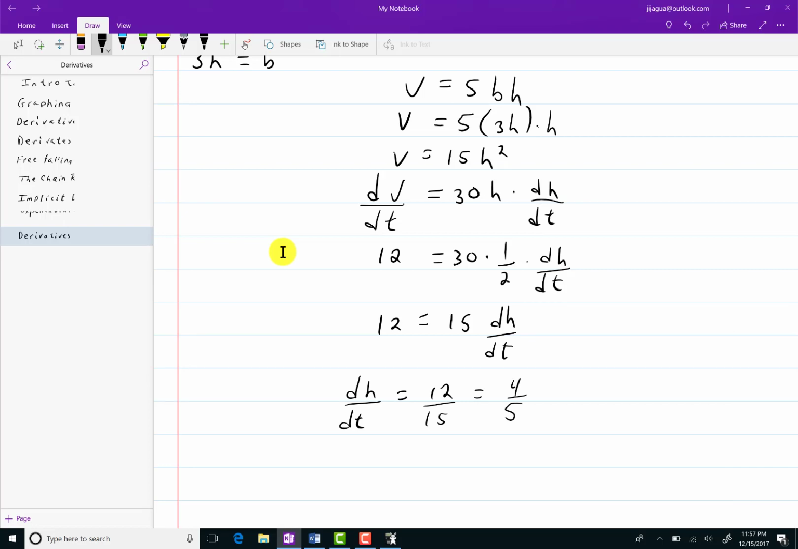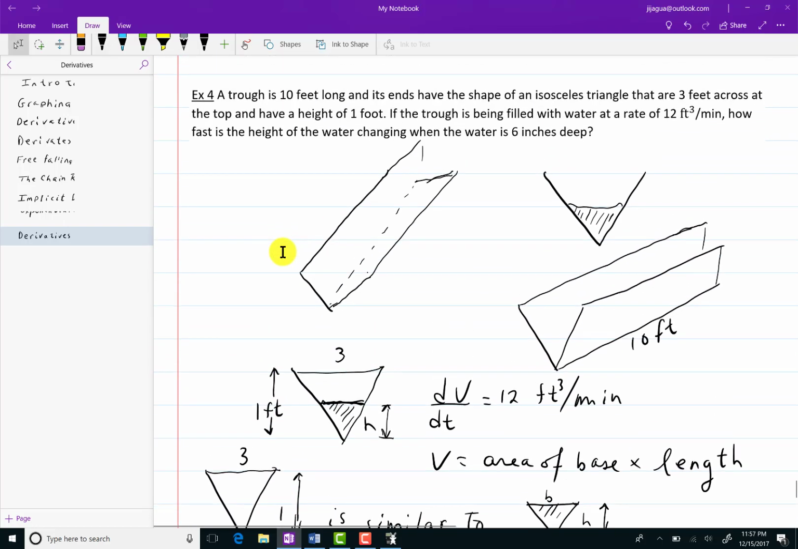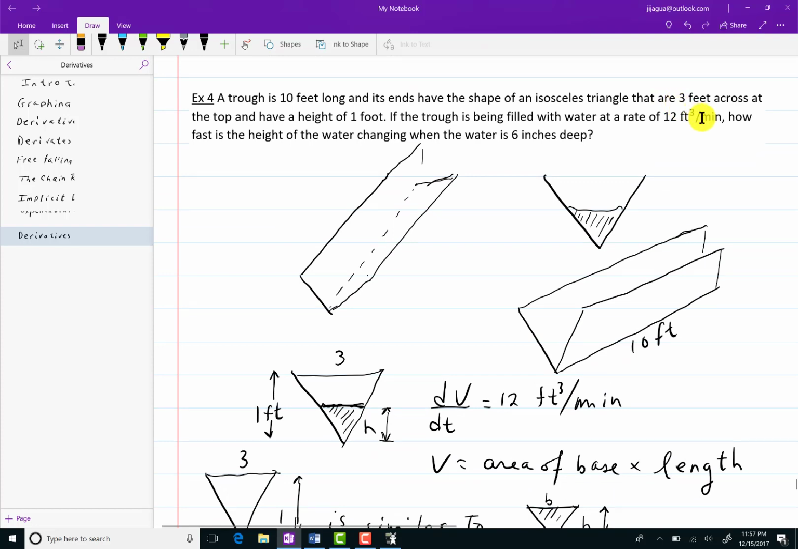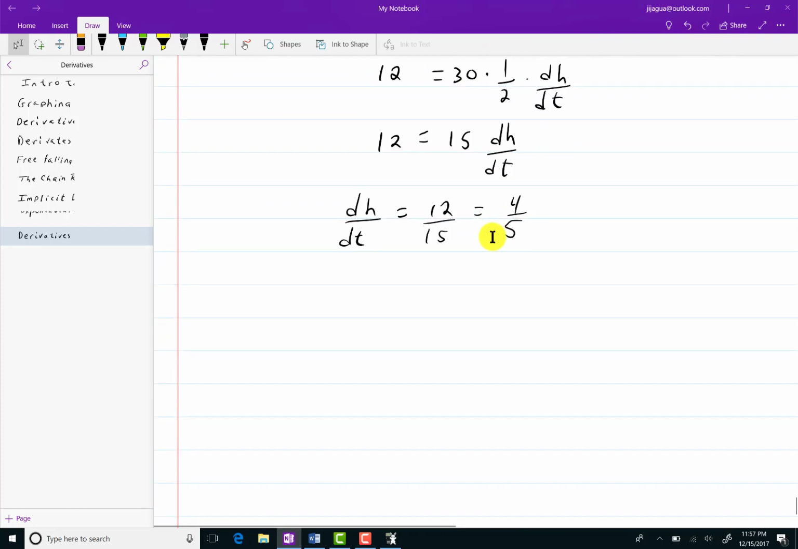And what were my units? It was feet per minute. They were doing things per minute. Feet per minute. If you want to put any of these in decimals, I don't care. That seems like the most natural form.